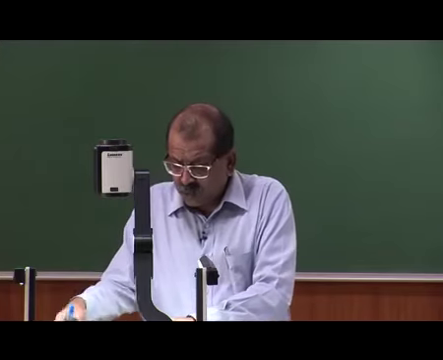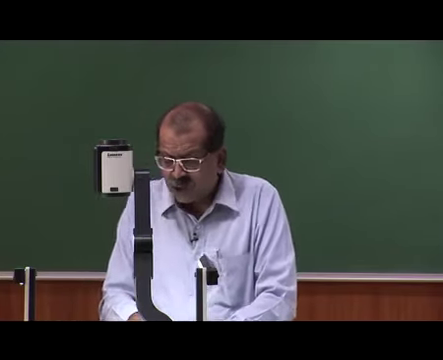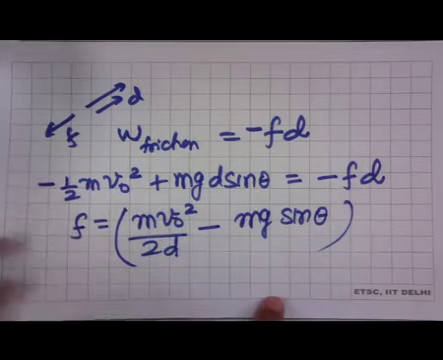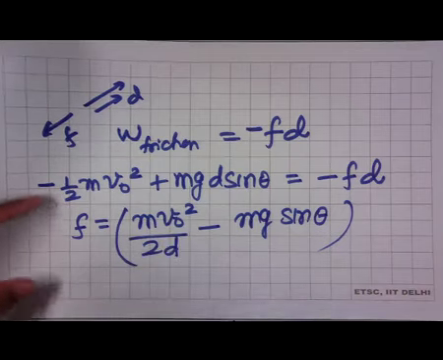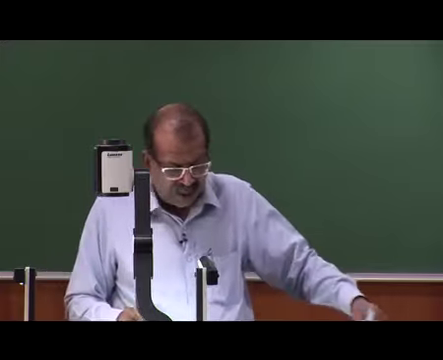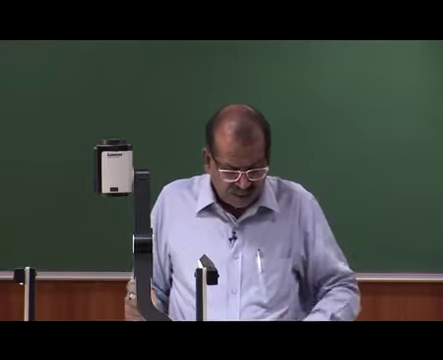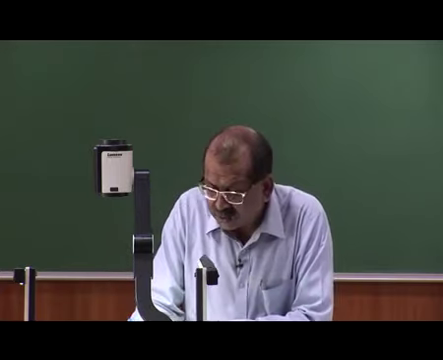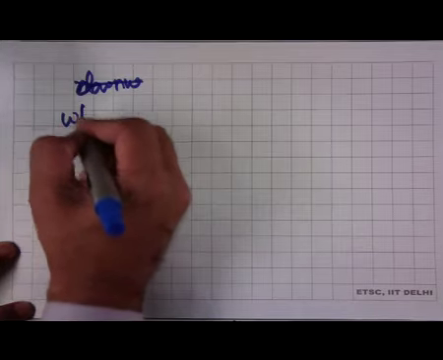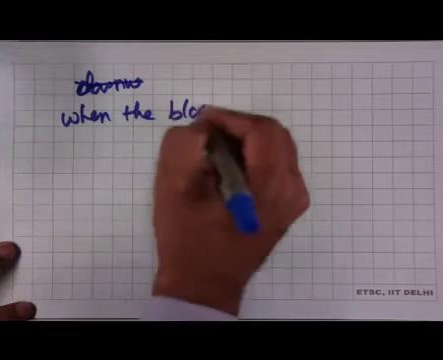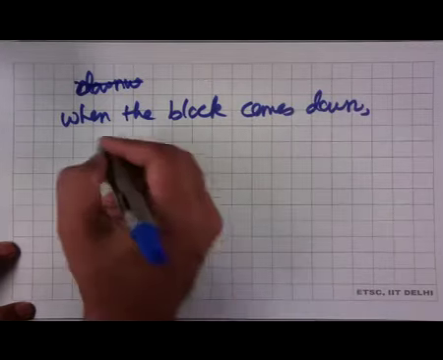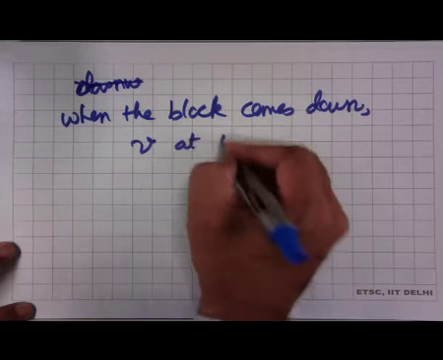Now, to find this friction force, we know that if the block has to move up, it has to be always positive, and this will give us the condition on V0 for this block to move up, or up to what height it can go. Now, after that, what we have to find is, when the block comes down, the speed at its starting point.